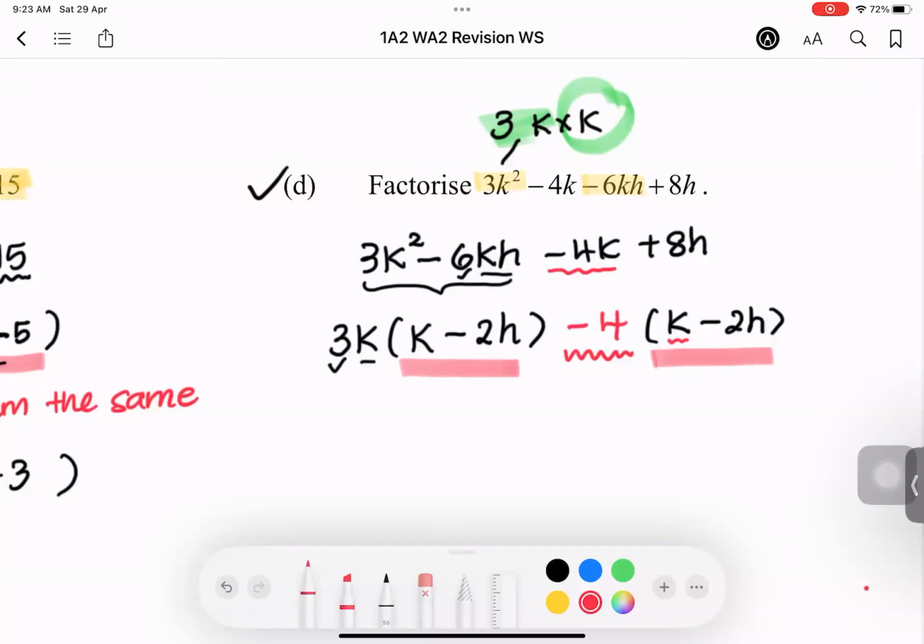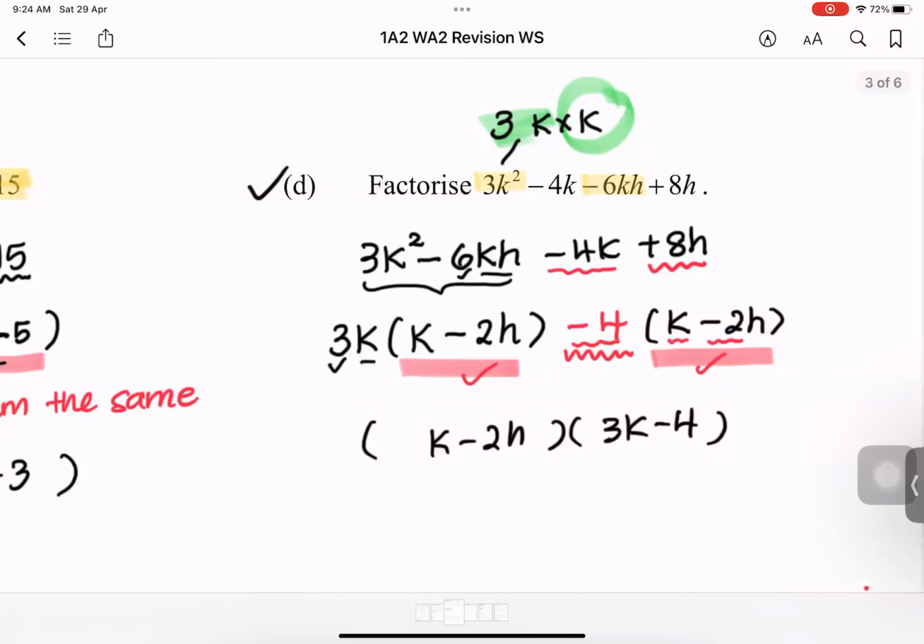Remember to write your sign. Positive, you must write plus 4. Negative, then you put minus 4. Then we check. 8h divided by negative 4 will give you negative 2h. Now these two are exactly the same. We can factorize them into 2 brackets. Nicholas, can you tell me what answer you will put inside our bracket? Minus 2h and 3k minus 4. Very good, wonderful, brilliant. So this will be our answer.